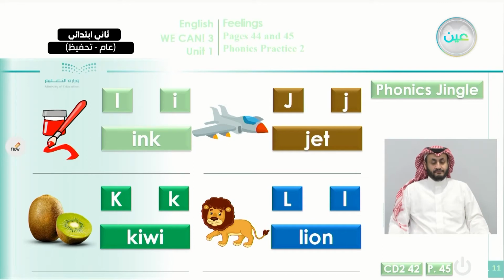I says ink. J says jet. K says kiwi. L says lion.